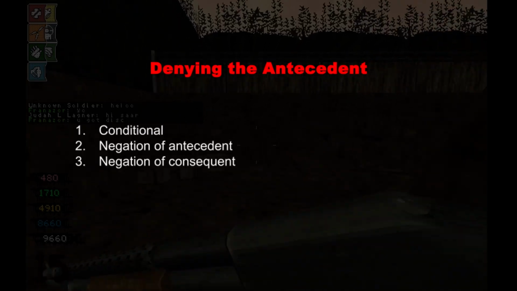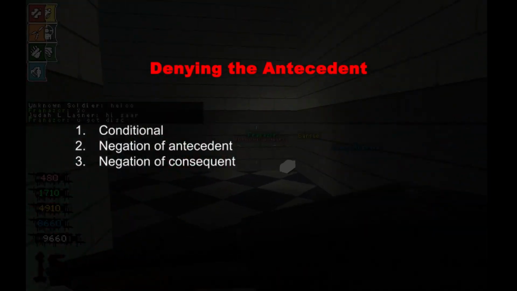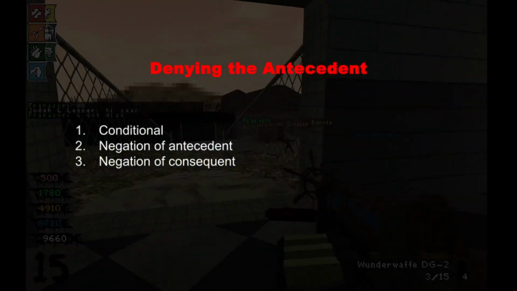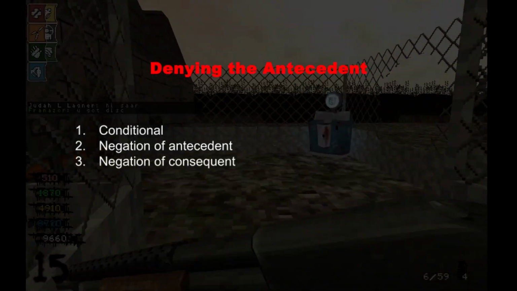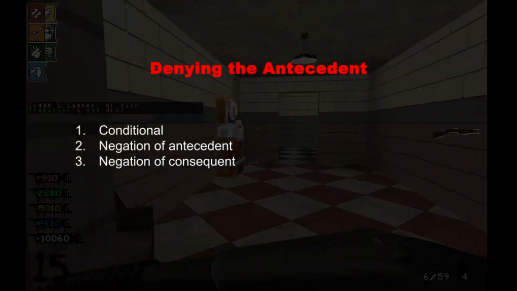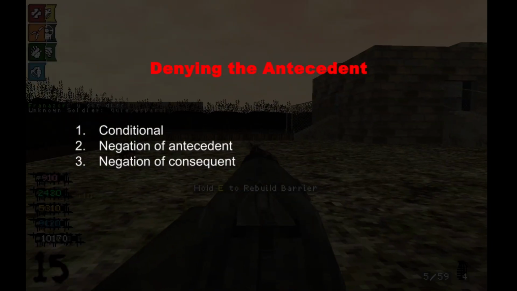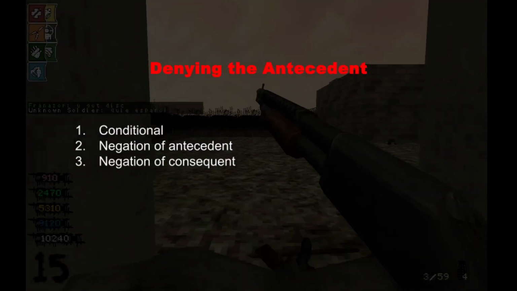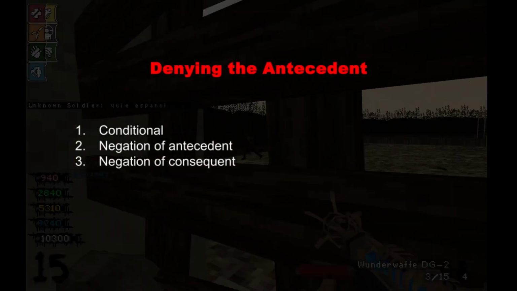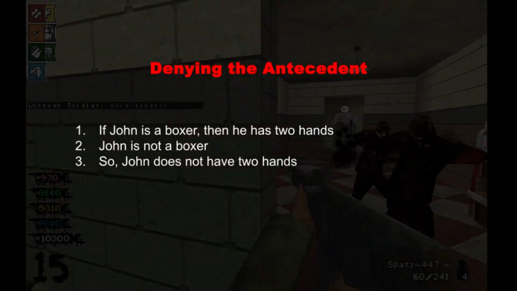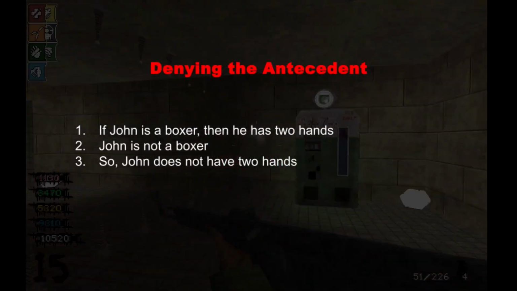And to try to explain where this argument went wrong, whenever we use denying the antecedent, we first have a conditional, then we deny the antecedent, and then we deny the consequent. However, the conditional never states that the consequent cannot be true without the antecedent. It just states that the antecedent entails the consequent. So the conditional above never stated that John can only have two hands if he was a boxer. It just stated that being a boxer means having two hands. So if we go back to the original argument, right? If John is a boxer, then he has two hands. John is not a boxer, so John does not have two hands, right?